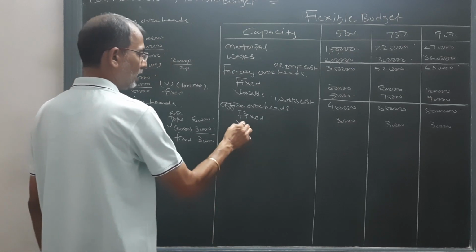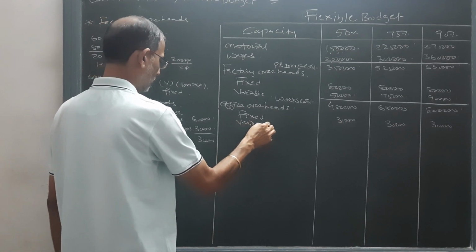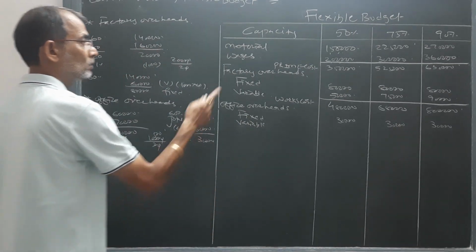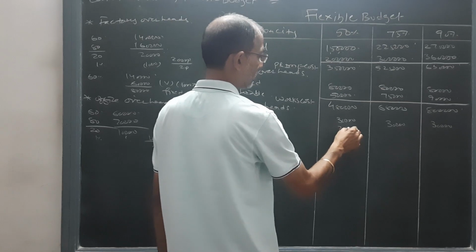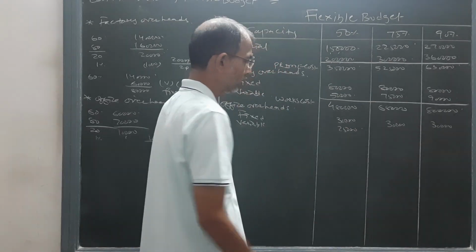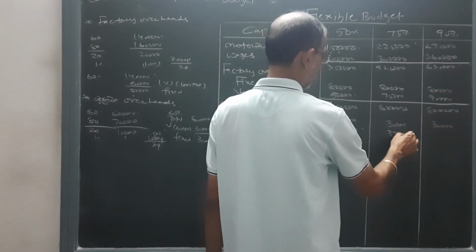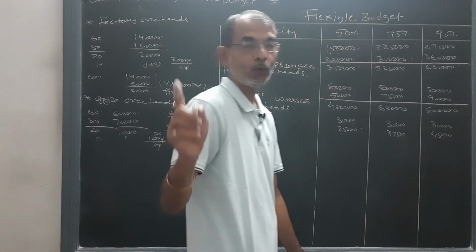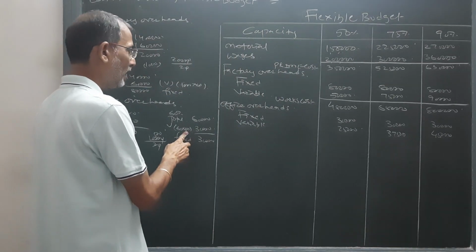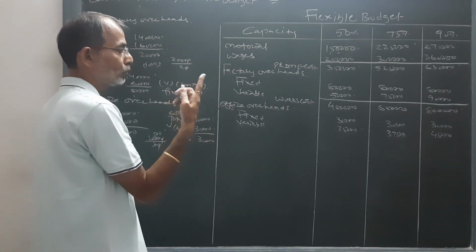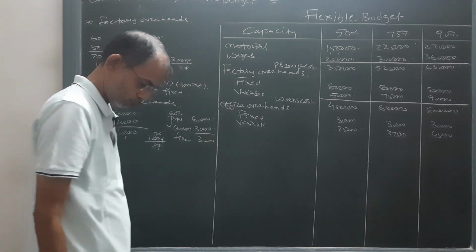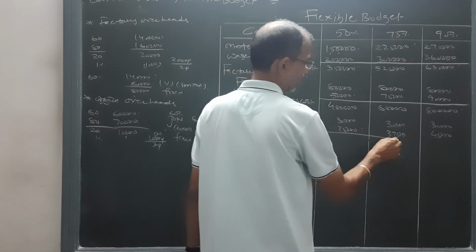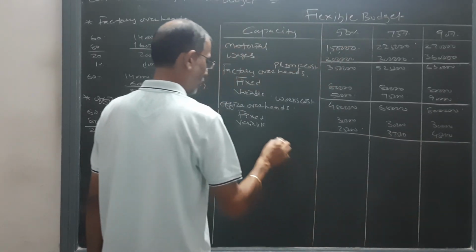and variable 25,000, 37,500 and 45,000. How? You have to multiply 500 into 50, 500 into 75 and 500 into 90. So this will give us office cost.